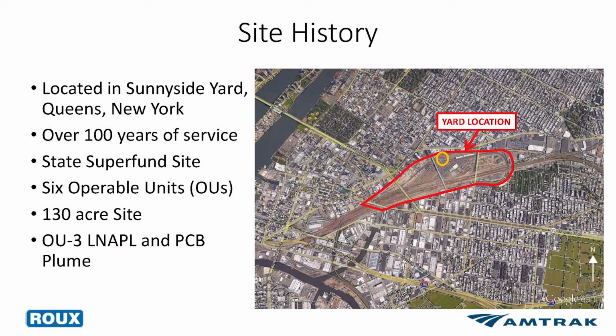There were 6 major impacted areas called operational units. We're in operational unit number 3. This site was a bit challenging, and there it is, showing in that little circle. So this site was challenged in that it had some PCBs in the soils, but it had these heavy hydrocarbons that were causing the measurable NAPL.